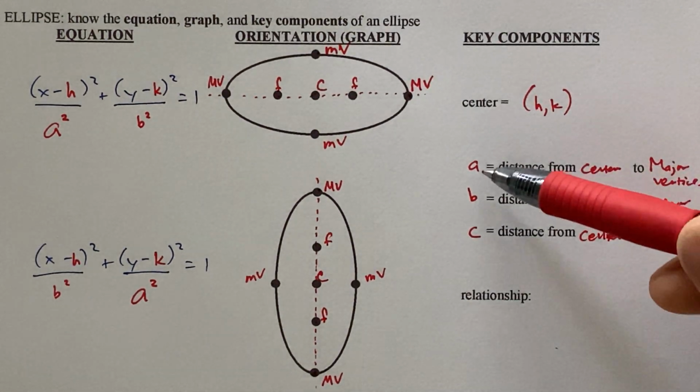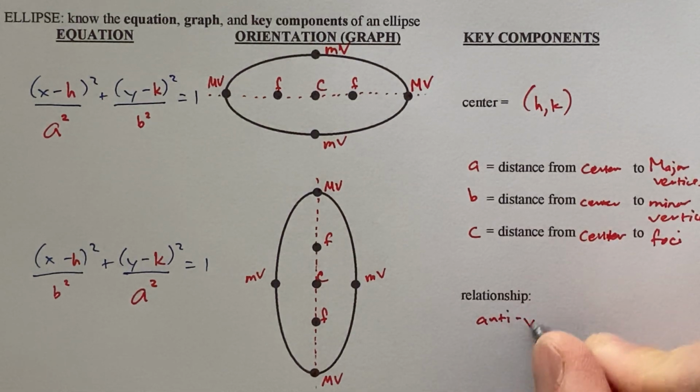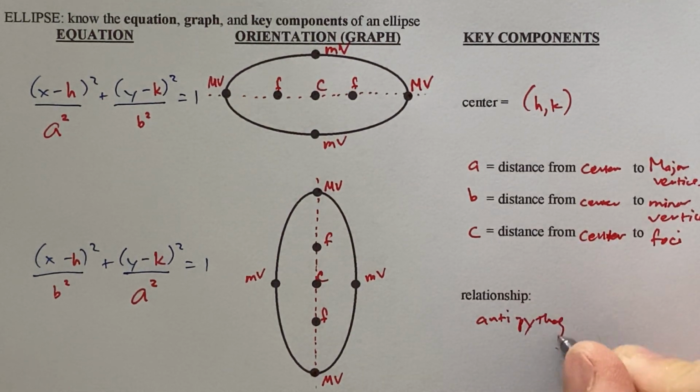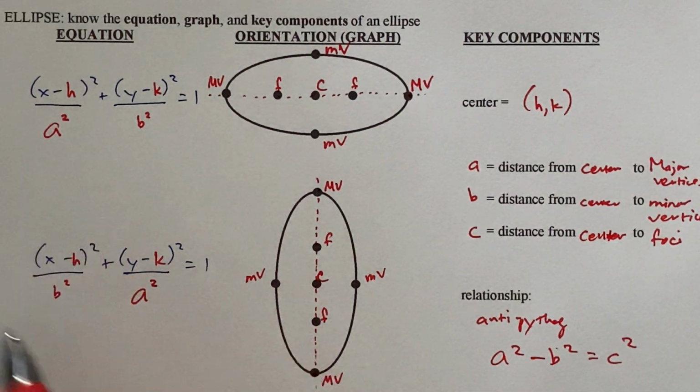What is the relationship between a, b, and c? This is what I call the anti-Pythagorean theorem, which is a squared minus b squared equals c squared. So if you know how to set up your formula, if you know all these little components, a, b, and c, just know what they are, what they mean, and the relationship between those, then solving these shouldn't be too bad.